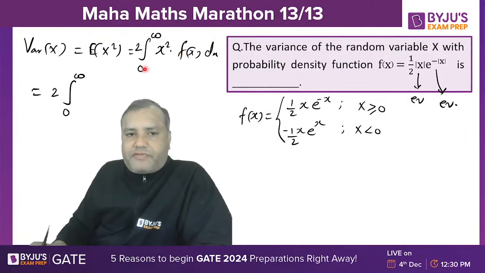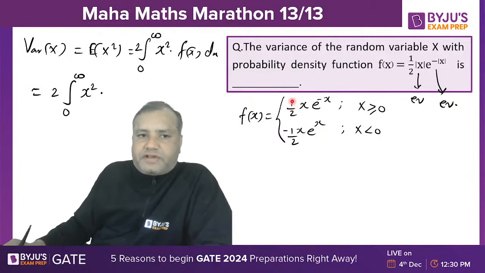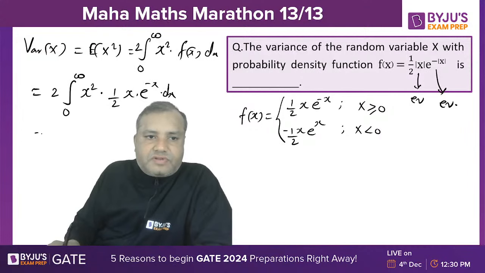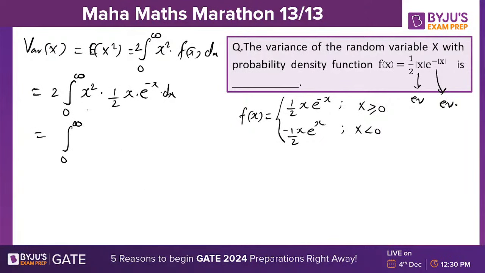X square, f of x, from 0 to infinity. F of x is 1 by 2 x into e raised to minus x dx. The 2 cancels. So we get the integral of x cube e raised to minus x dx. And this integration can be solved by special methods.